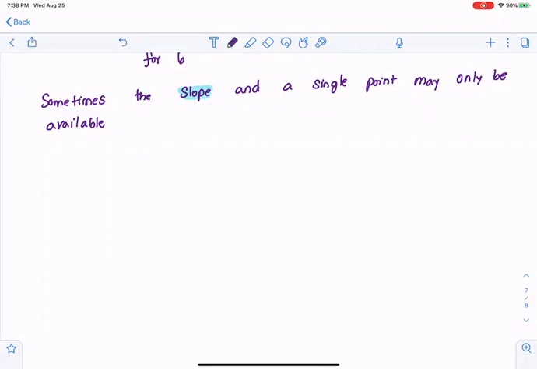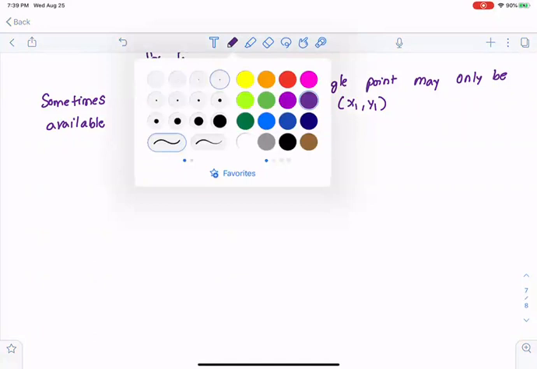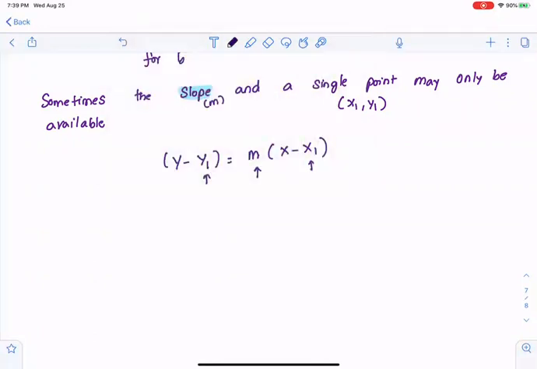And how do we do that? I'll call the point x1, y1. And this is the equation, y minus y1 is equal to m times x minus x1. So the slope m will go in here and the points would go in there. And that expression is what we call a point slope form.